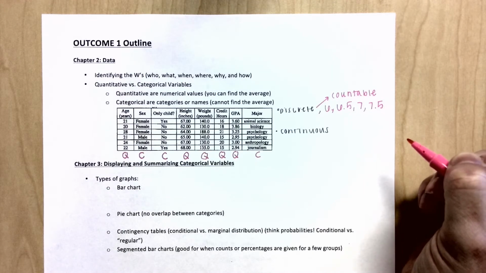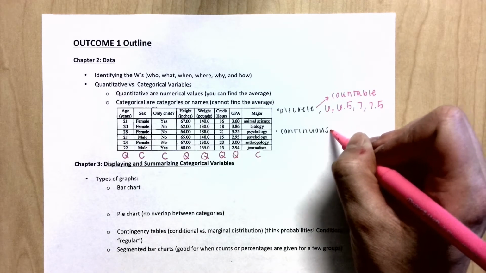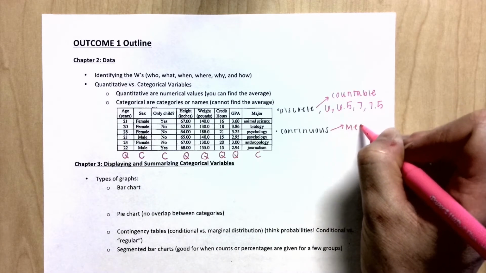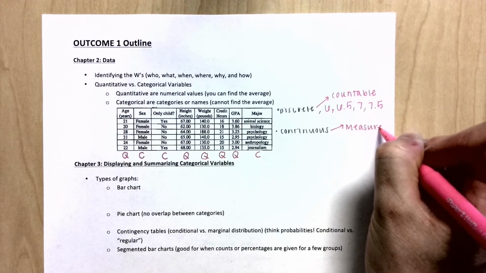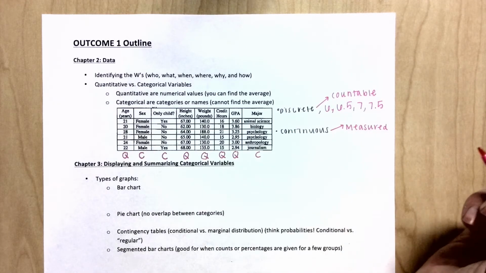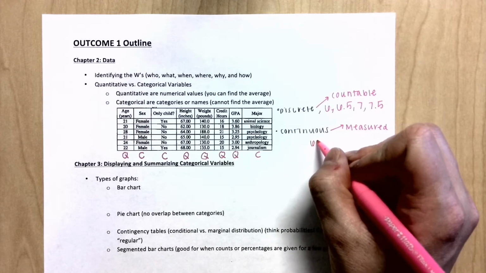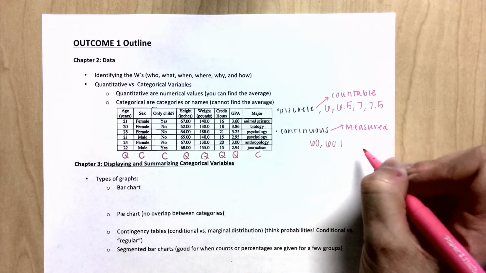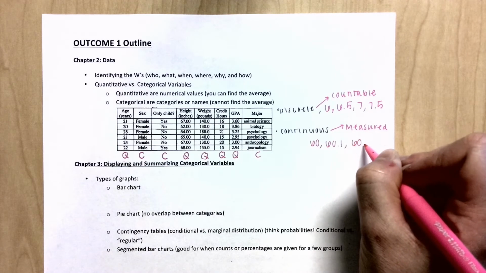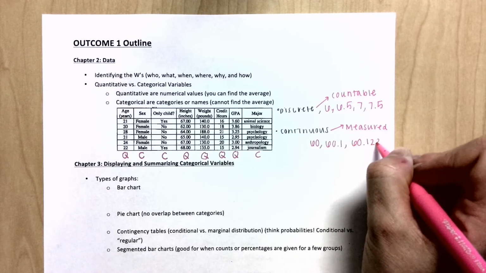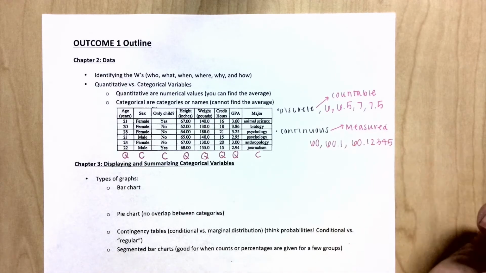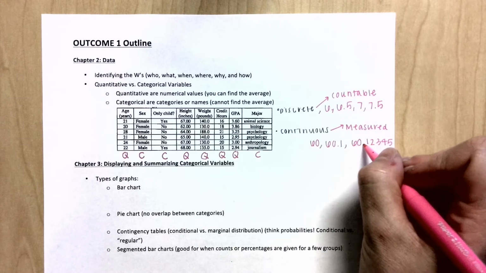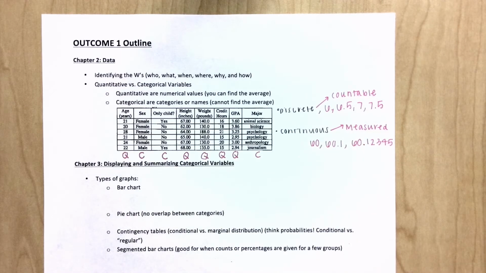Okay, continuous variables are not countable. Instead of counting, they are measured. For example, if I'm looking at height, I could say that somebody is 60 inches. I could say somebody is 60.1 inches. I could be very specific and say they're 60.1, 2, 3, 4, 5 inches. And there's really no stopping point there. I could just continue this forever. There's no way that I can make a list.